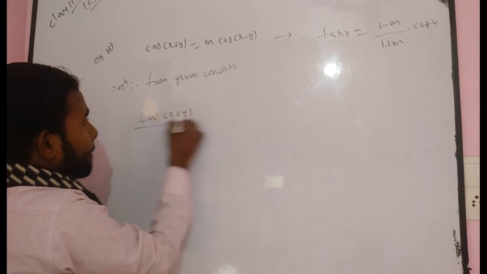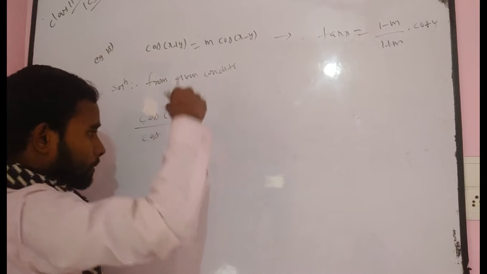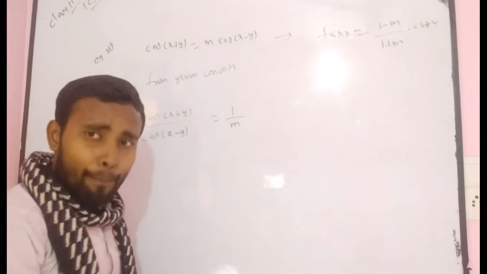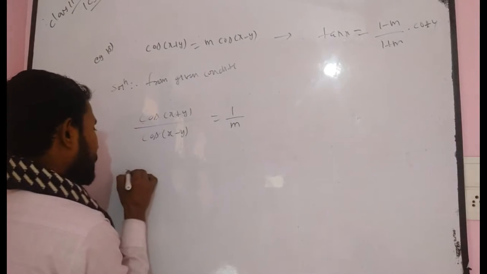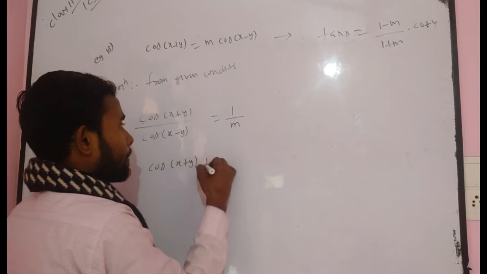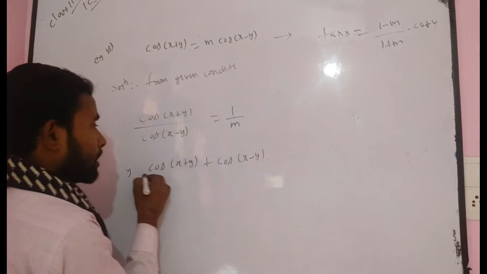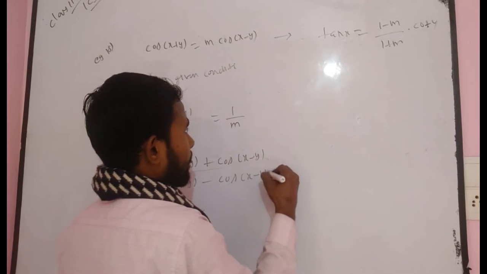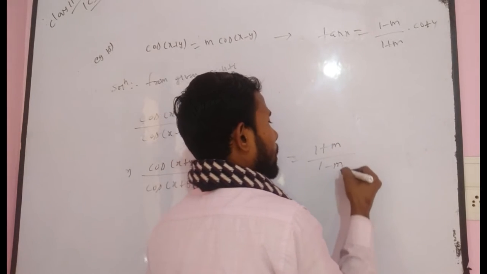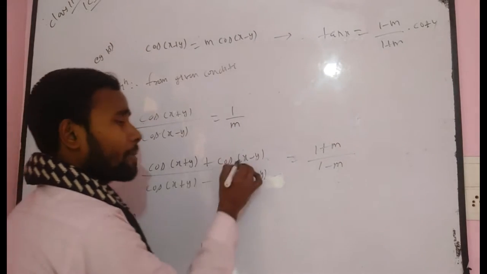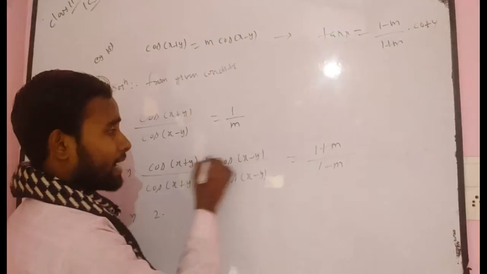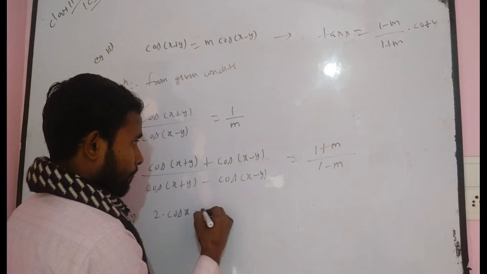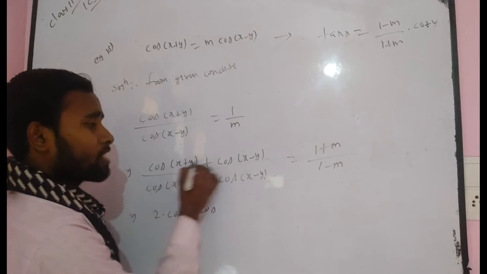From the given condition, can you write it? Cos(x plus y) by cos(x minus y) is equal to 1 upon m. After applying componendo and dividendo on both sides, you get cos(x plus y) plus cos(x minus y) divided by cos(x plus y) minus cos(x minus y) is equal to (1 plus m) divided by (1 minus m). That implies, cos C plus cos D is equal to 2 cos of (C plus D) by 2 into cos of (C minus D) by 2, that means 2 cos x into cos y.